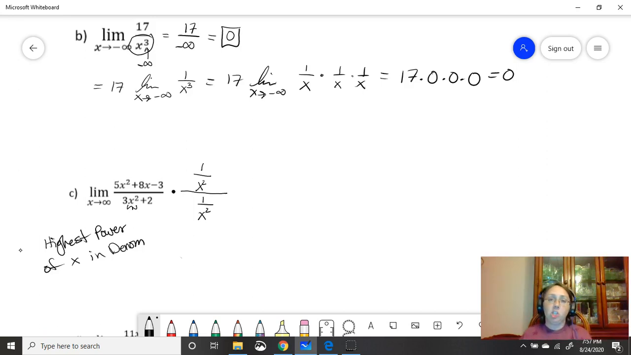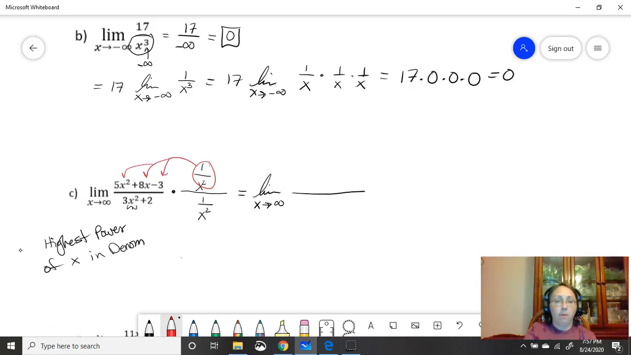By doing this, we're not changing the value of our problem because this is equivalent to 1. We do top and bottom the same thing. We're not changing the value of the fraction. We're simply doing algebraic manipulation. But I want you to see what happens when we do this. So we still have our limit notation. Don't forget your notation. But our fraction, we're going to distribute the 1 over x squared to every single term up top and to every single term on the bottom.